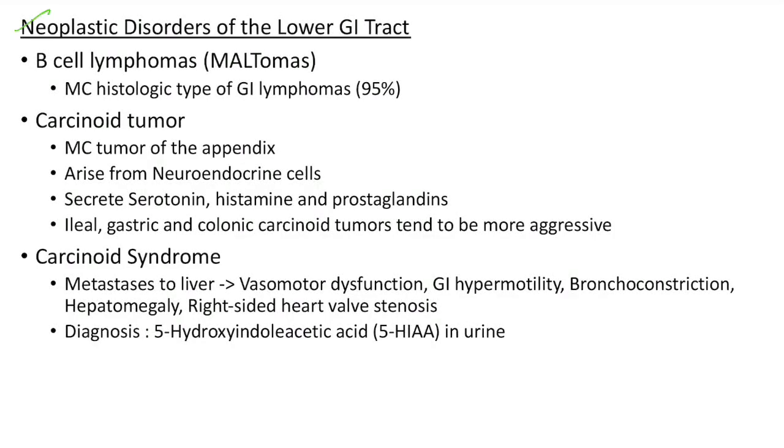Now let us discuss about neoplastic disorders of the lower gastrointestinal tract. First, let us see about B-cell lymphomas, which are also known as maltomas. They are the most common histologic type of gastrointestinal lymphomas. They account for 95% of cases of gastrointestinal lymphomas.